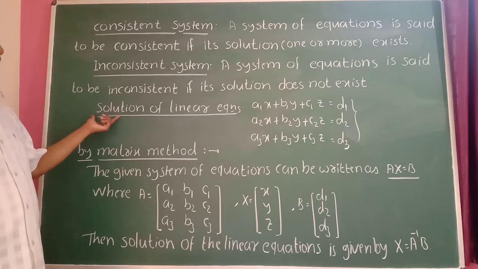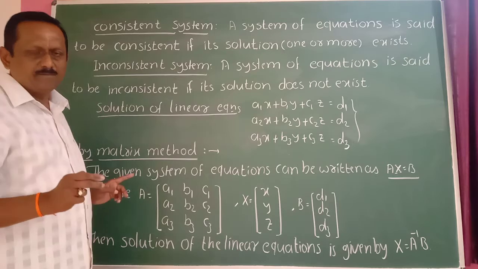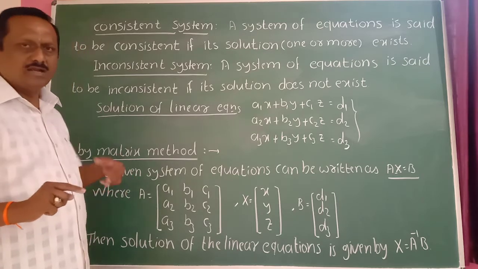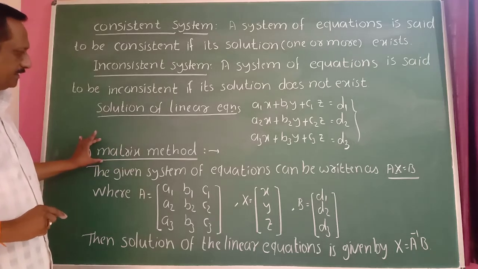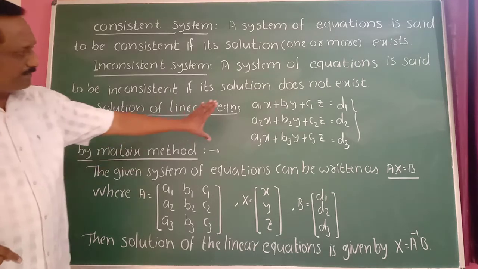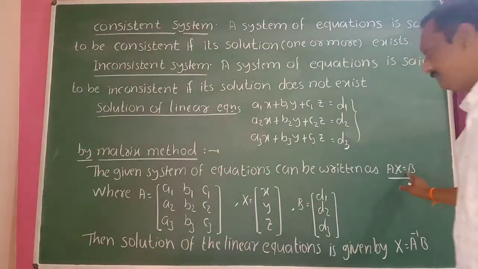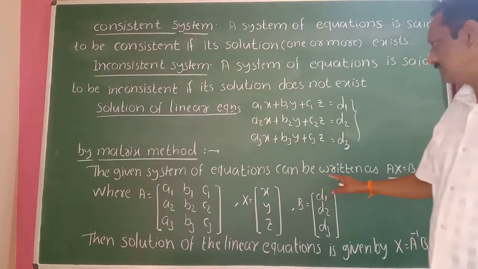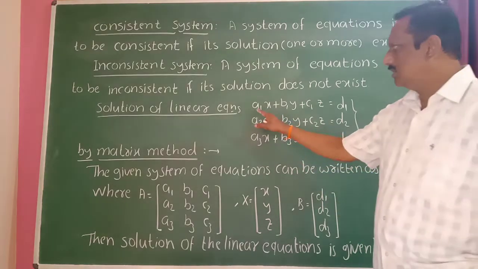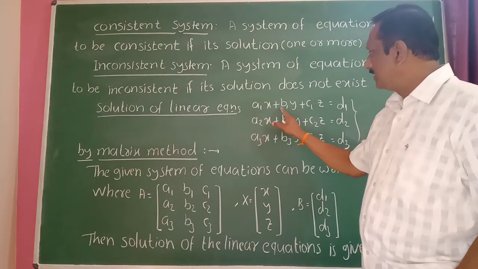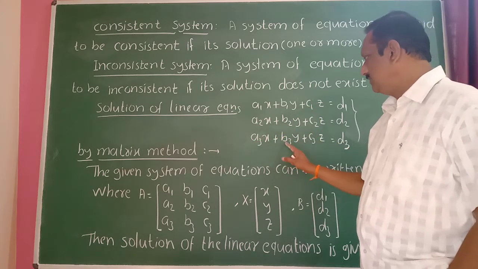Next, the solution of linear equations by the matrix method. Here there are two methods. One is the matrix method and one more is Cramer's rule. But I will explain the matrix method. So the system of equations can be written in this form: AX = B, where A is, writing only the coefficients, A1, B1, C1, A2, B2, C2, A3, B3, C3.